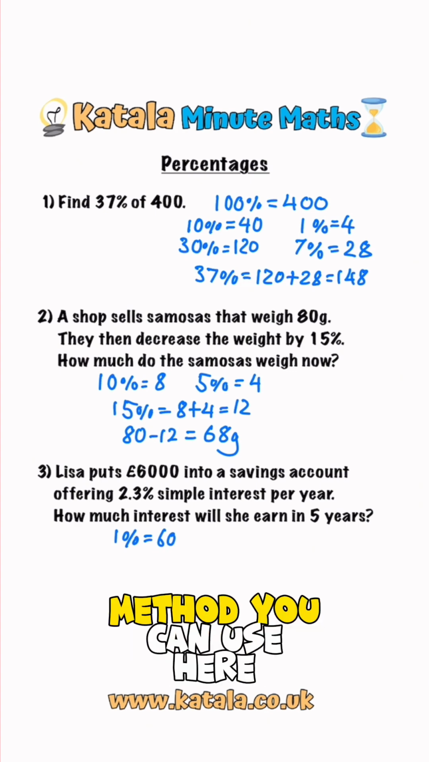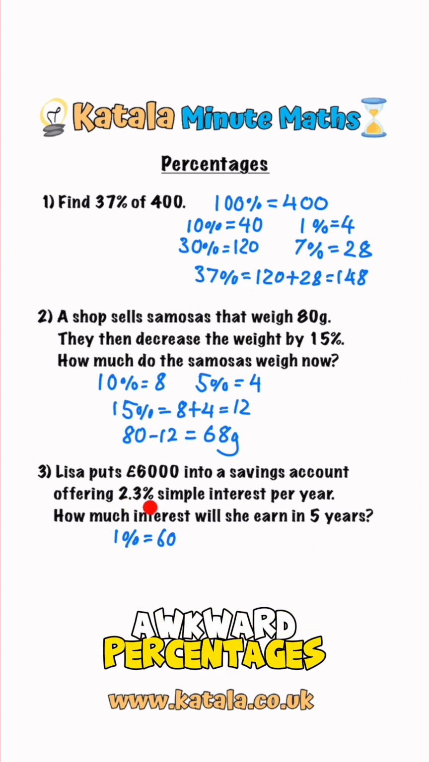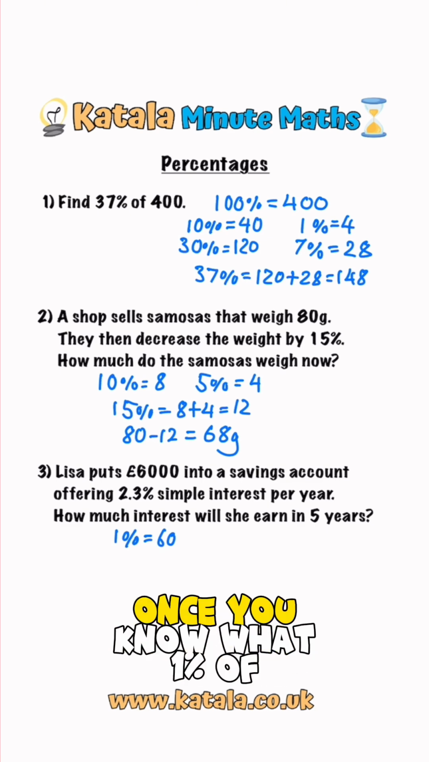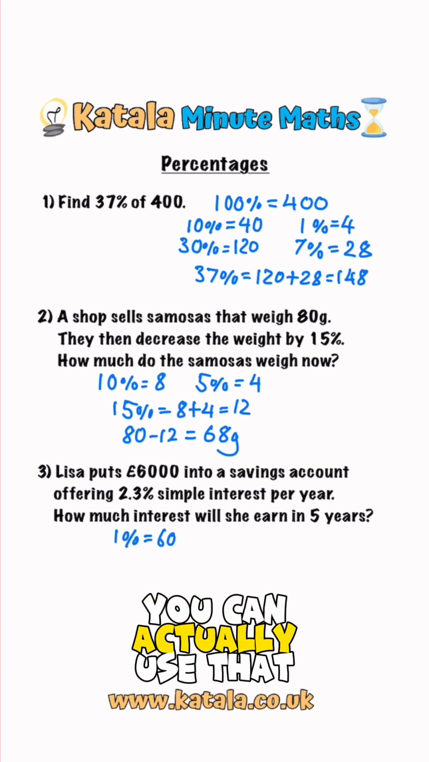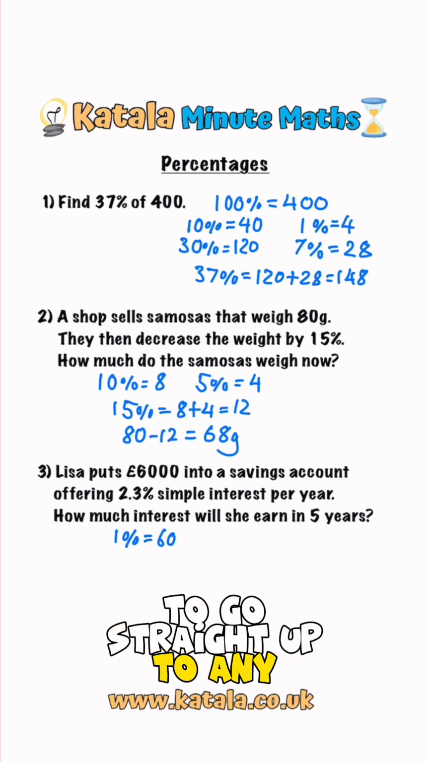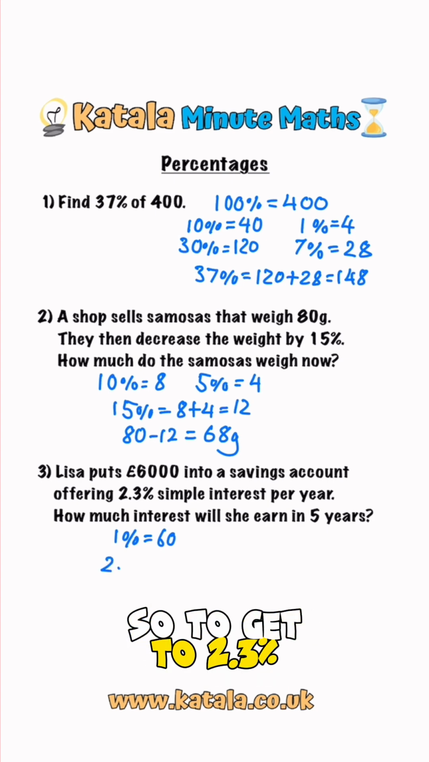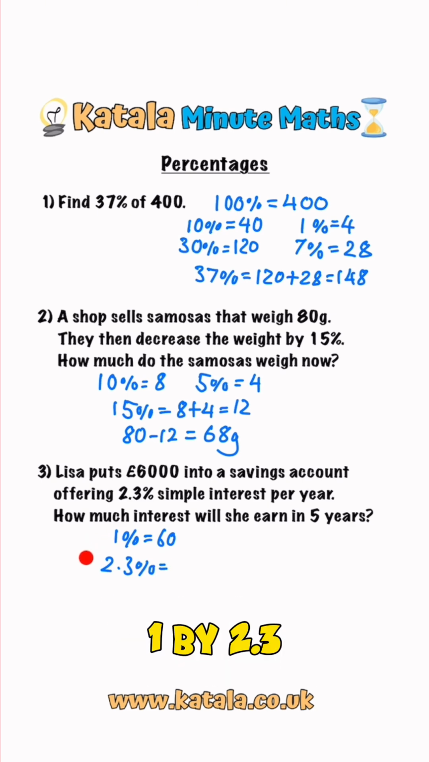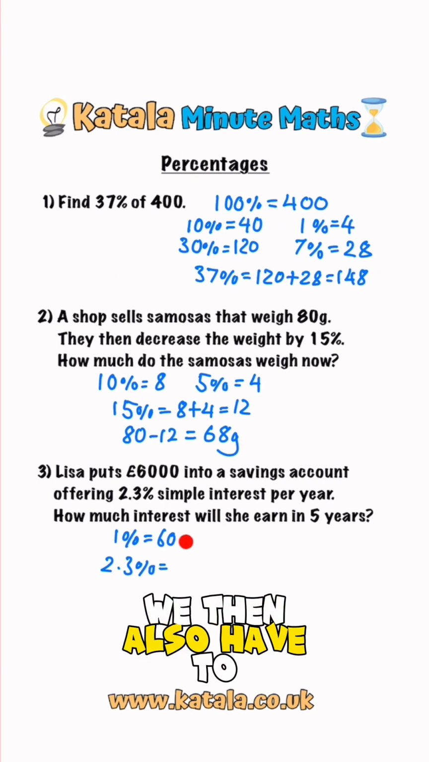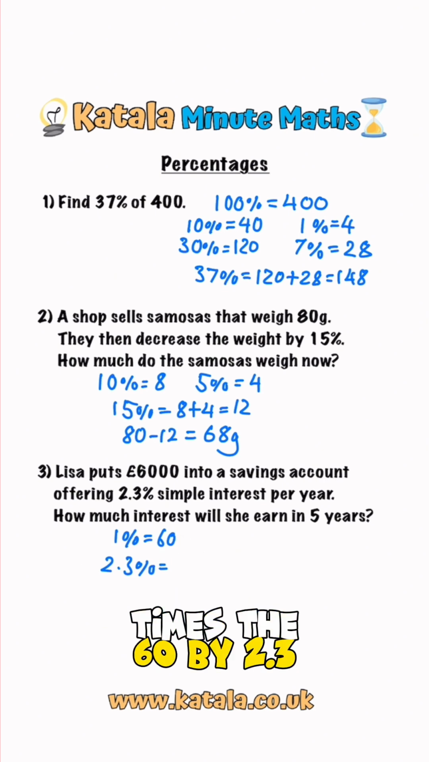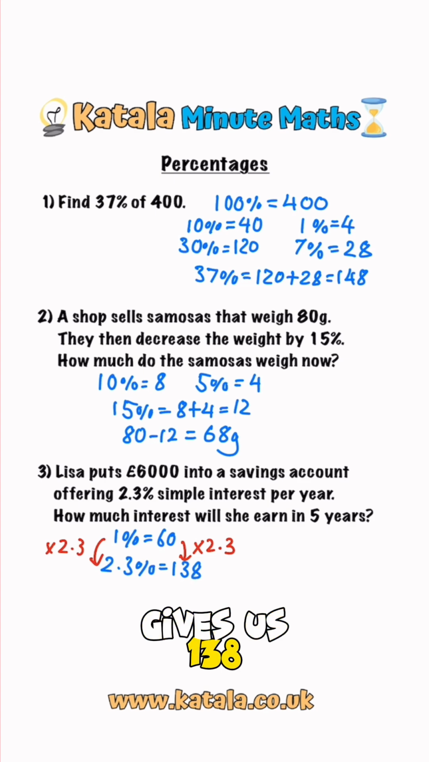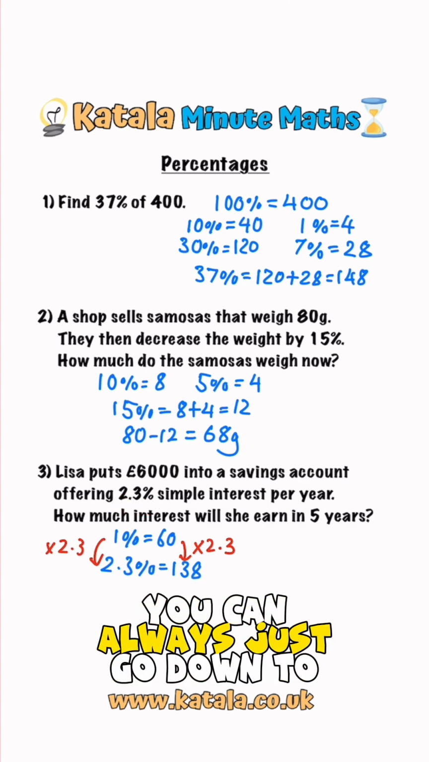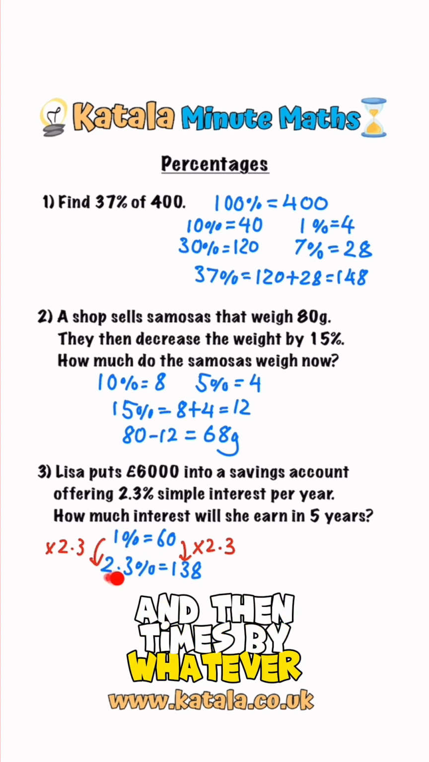Now I'm going to show you a method you can use here to get to these really awkward percentages such as 2.3%. And this would most likely be with a calculator. Once you know what 1% of something is, you can actually use that to go straight up to any percentage you like. So to get to 2.3%, which is the percentage we're after here, we actually just have to multiply 1 by 2.3, which means we then also have to times the 60 by 2.3. And putting that into a calculator gives us 138. Okay, so if you're looking for a really awkward percentage and you have a calculator, you can always just go down to 1% and then times by whatever percentage you need.